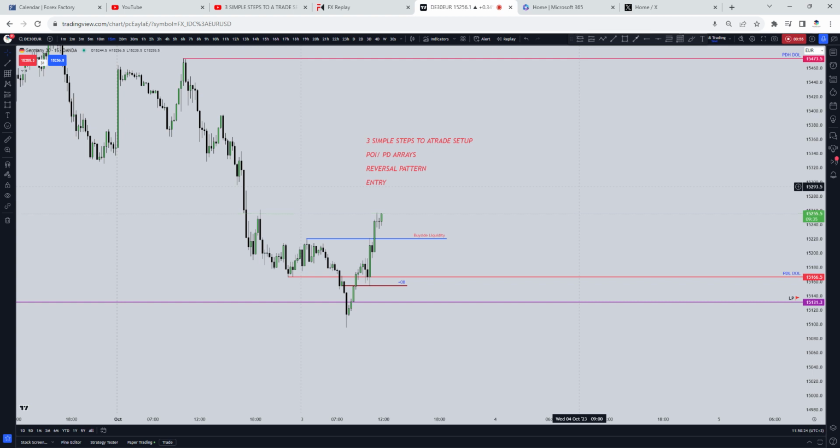So previously, we spoke about the three simple steps to a trade setup, which was part one. I gave you a few examples and I thought I should release a part two and we continue from there.